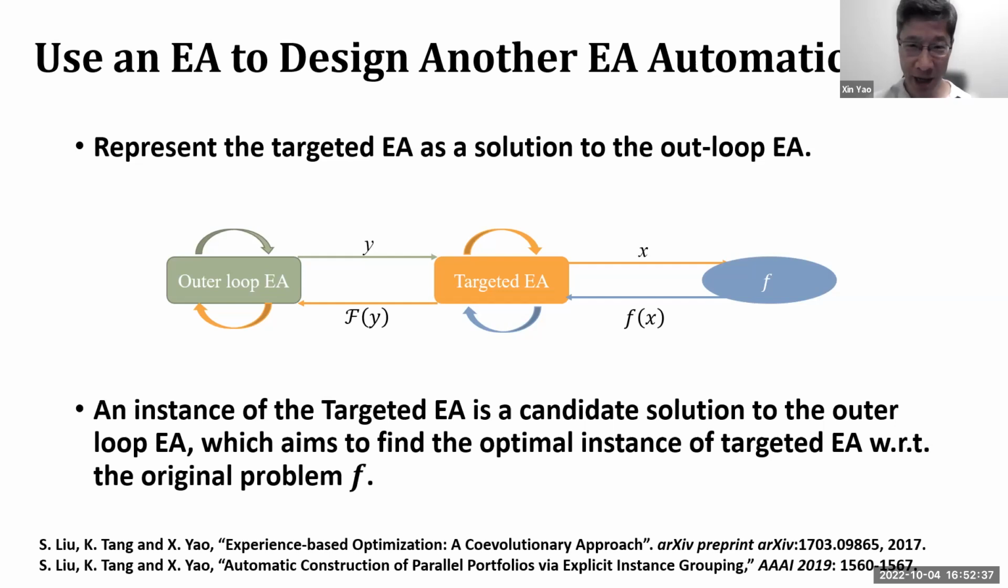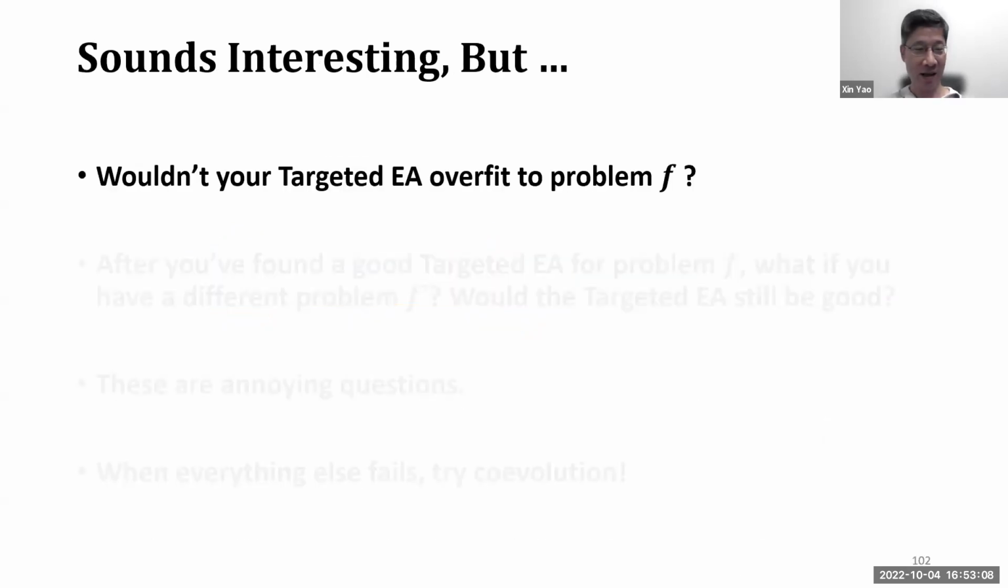Then you might ask, can you do that? Of course I can do that, as long as I can come up with a configuration space for this orange EA. Then I can use this outer loop green EA to search for it. Evolutionary algorithm does not require any gradient information. It can be applied to a combinatorial space or any discrete space. Very good. At least I'm moving towards being lazy. One step closer. I can design my targeted EA automatically.